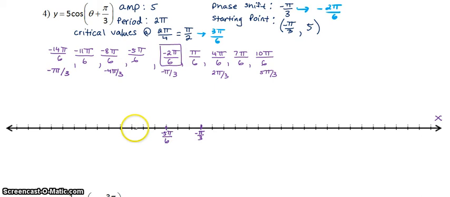Keep going to the left, another 3. 1, 2, 3. And that's going to be negative 4 pi over 3. I want to make sure we use the simplified one. And then negative 11 pi over 6 is next. And then negative 14 pi over 6.